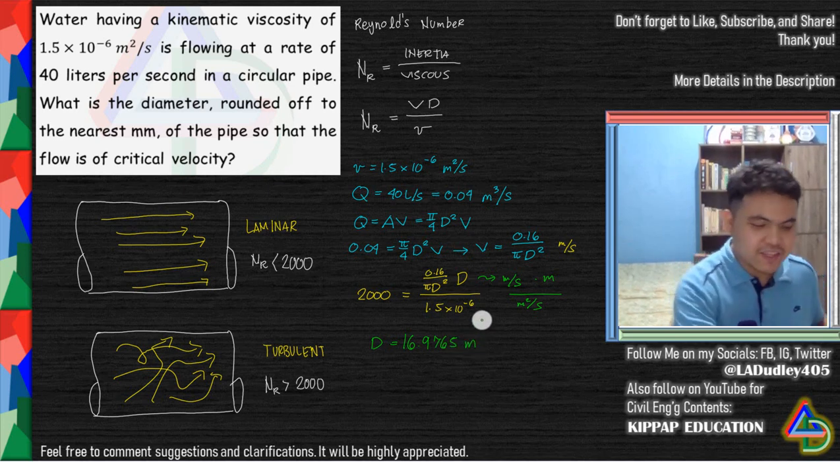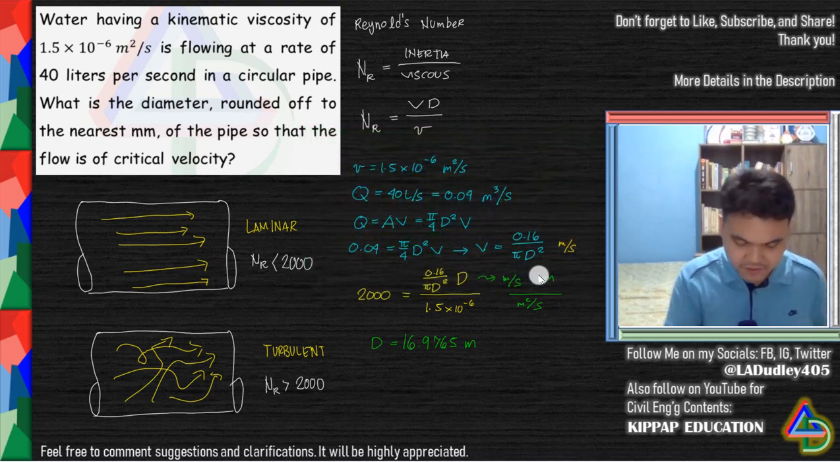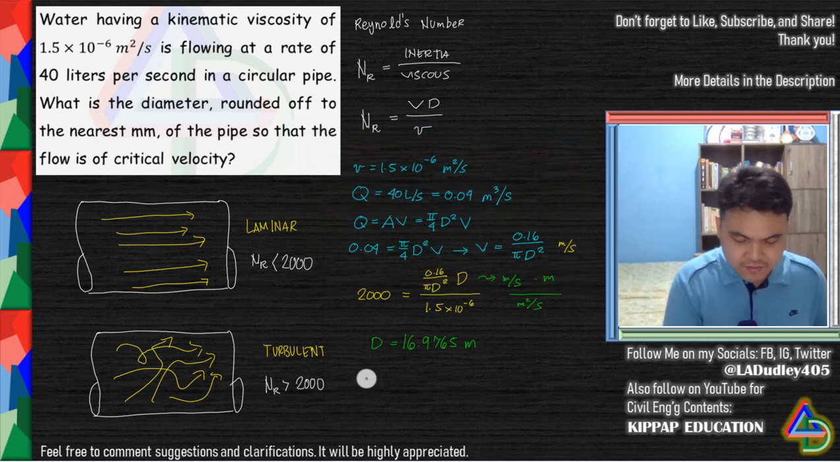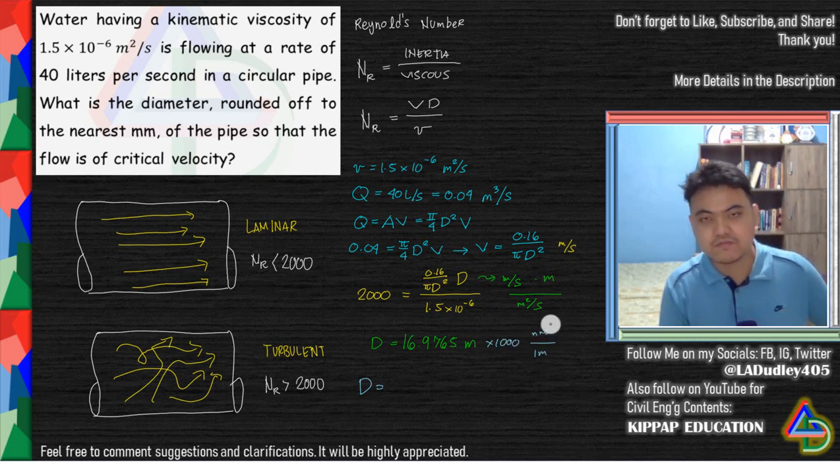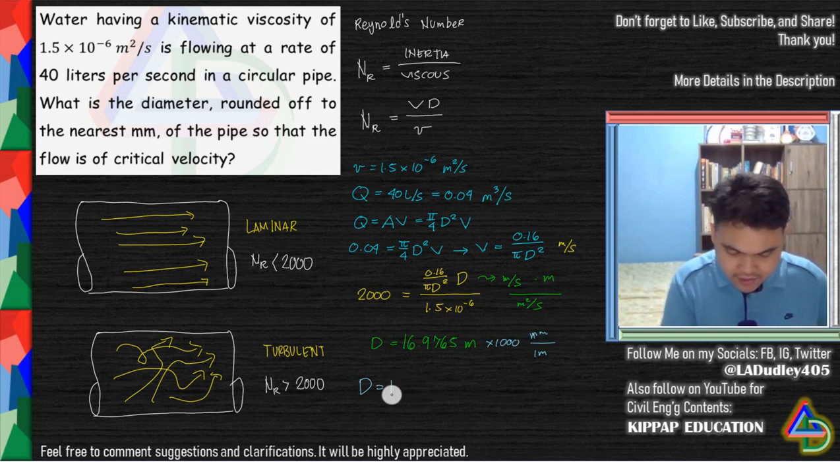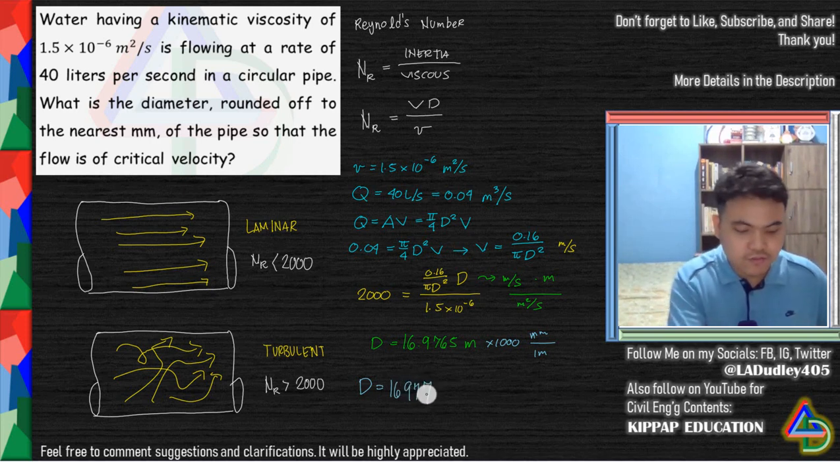So ano yung pwede nating makonclude dito? Sige, para lang may maibigay tayong final answer, gawin natin in millimeters. Ayan, so rounded off to the nearest millimeter pa to. So times 1,000 mo to, kasi nga, 'di ba, in 1 meter there are 1,000 millimeters. Right? So, ang magiging final answer natin dito ay 16,977, kasi rounded off to the nearest millimeter, in millimeter.